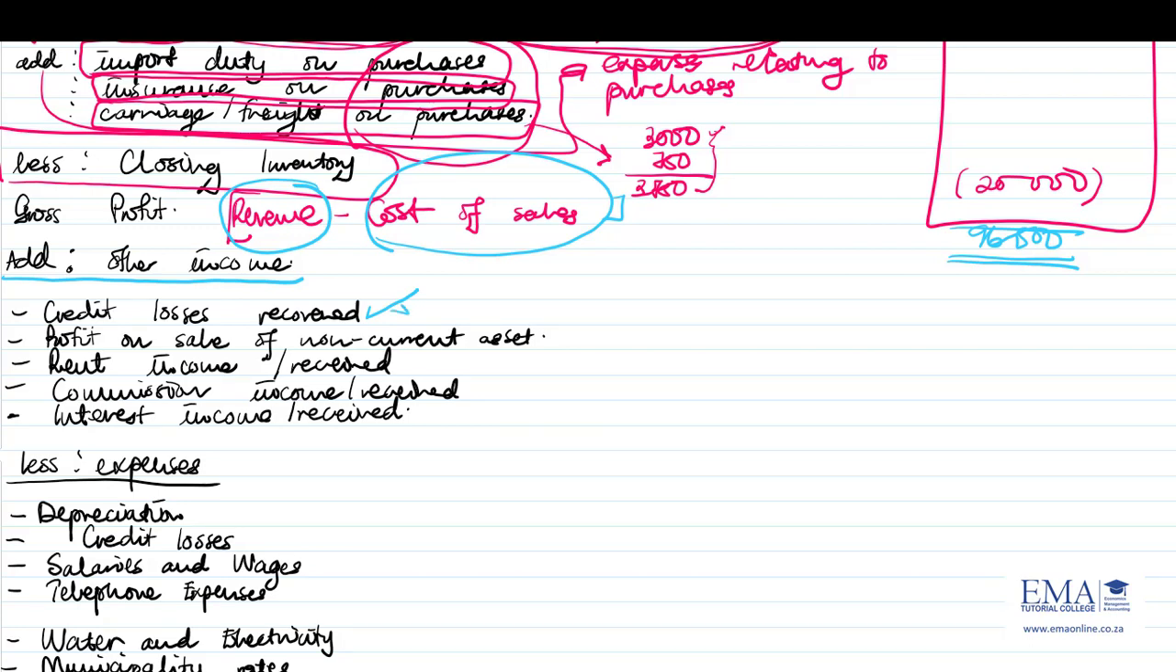We are saying this is when a credit loss amount is received. What do you mean? A credit loss, you're saying this is when a debtor becomes insolvent or a debtor, a person who owes you, cannot pay you back the money.